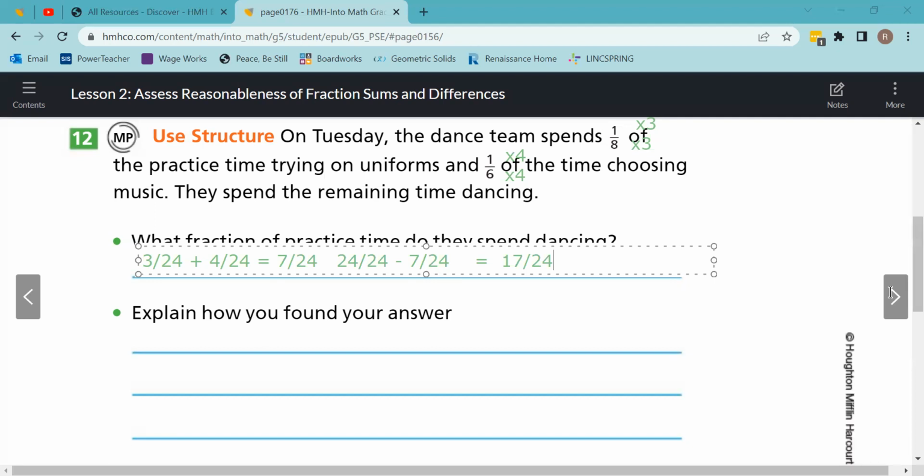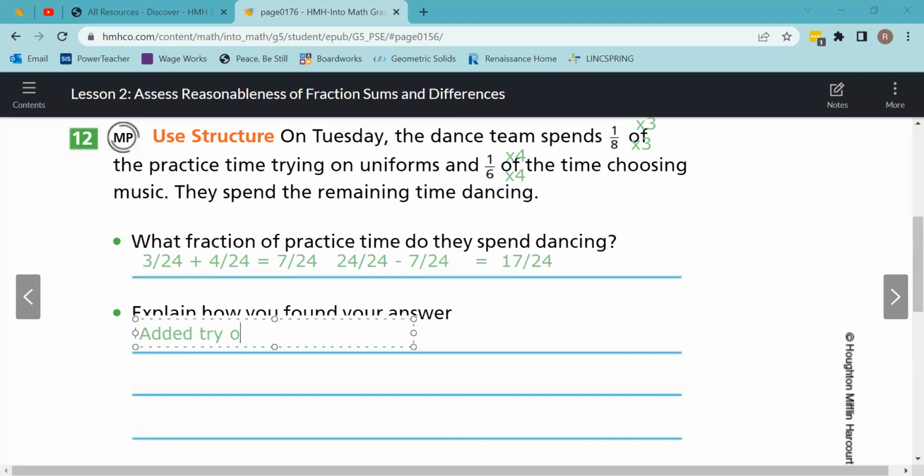Explain how we found our answer. Well, we added try-on time and music selection time and subtracted that from one whole.